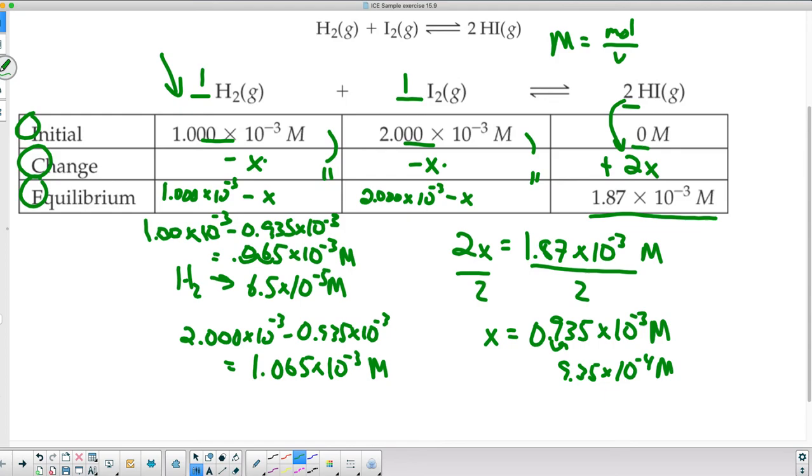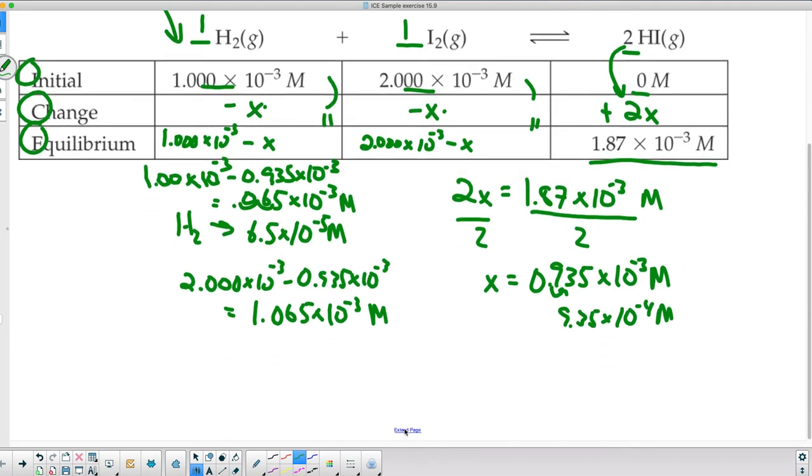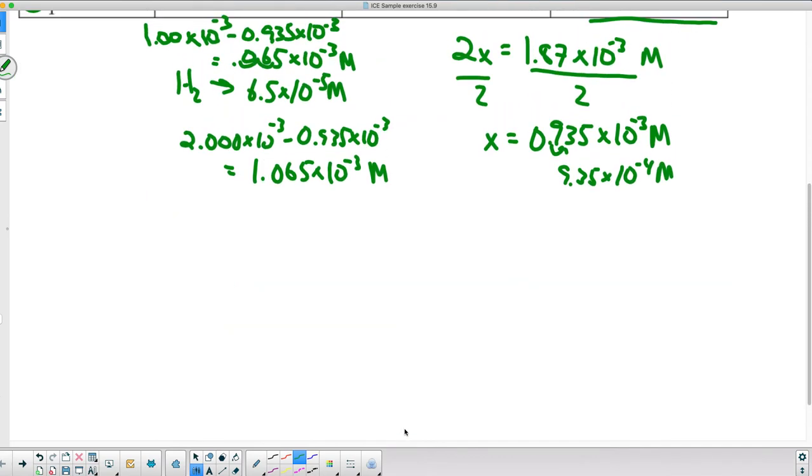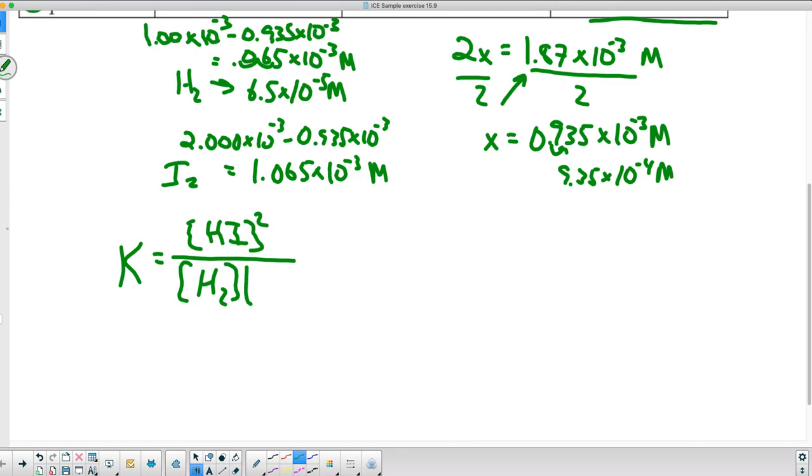Now all we have to do, here's the relatively easy part. The ICE chart is usually pretty complicated to figure out, and I'll show you some more examples of that, of course. But once I have the equilibrium concentrations here, which I do for I2 and H2, and I already have it here for HI, then I just go back and do my Kc, which is HI squared over H2, and the concentration of I2 on the bottom, like that.